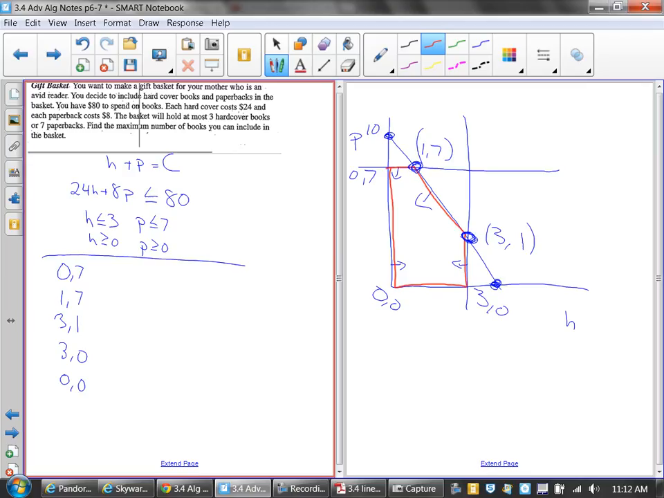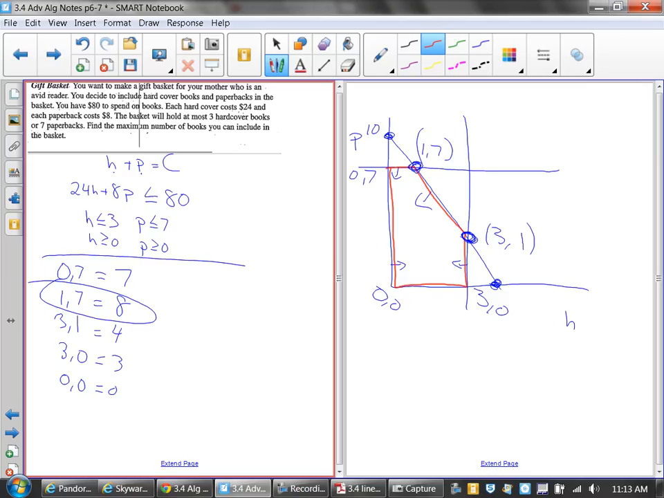It doesn't matter the order in which you list out your ordered pairs, where you start on your shape or whatever you wind up with there. It doesn't matter. But remember, all you're doing for your objective function is h plus p. Well, what's 0 plus 7? 7. Where does your maximum occur? 1, 7. Now, what does that mean in terms of the word problem then?